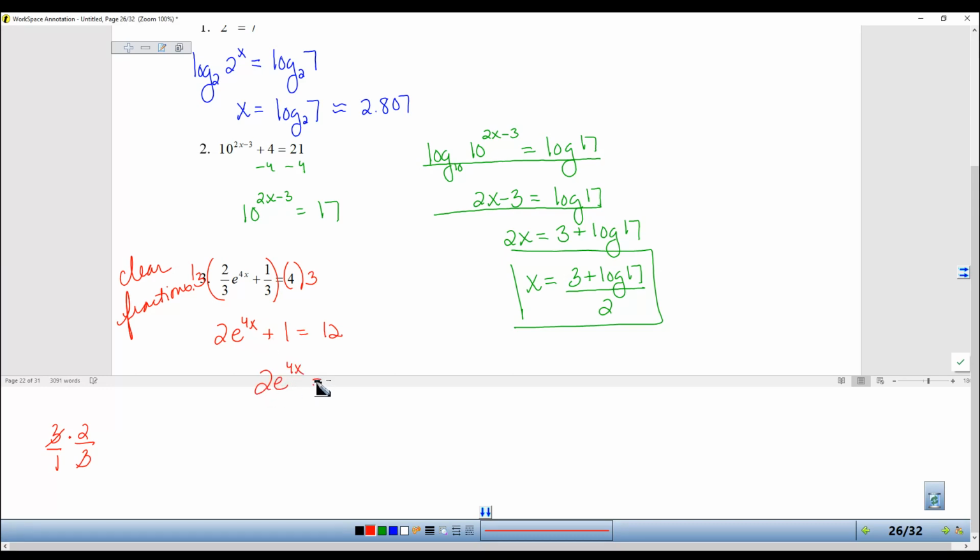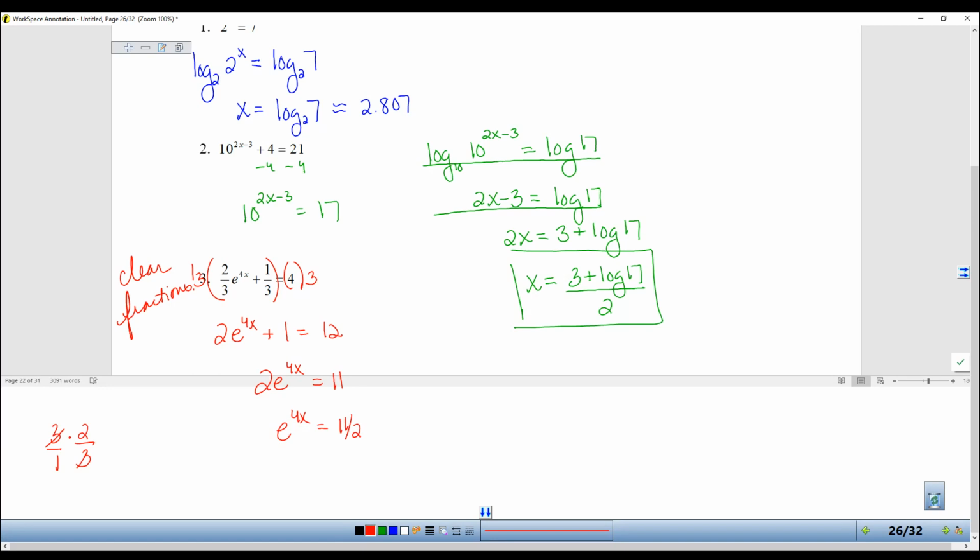So just as if you were isolating an x, you're going to isolate this e to the 4x. And I'm going to subtract 1 from both sides. I'm going to divide both sides by 2. And you can write 11 halves, or you can write 5.5, whichever you prefer.